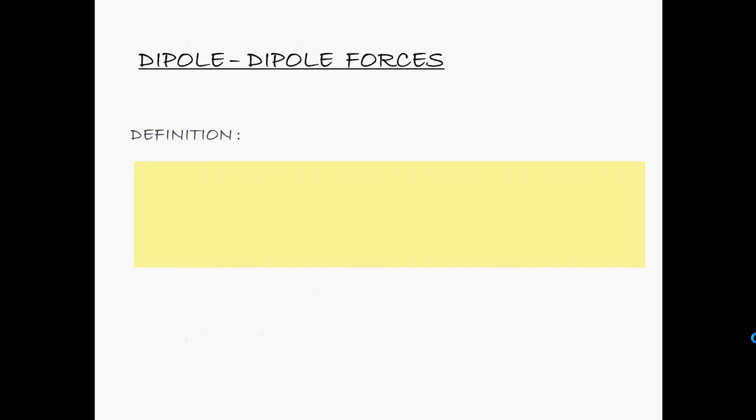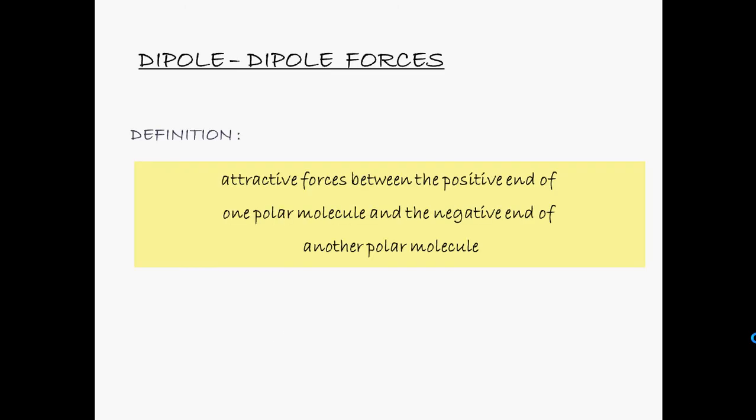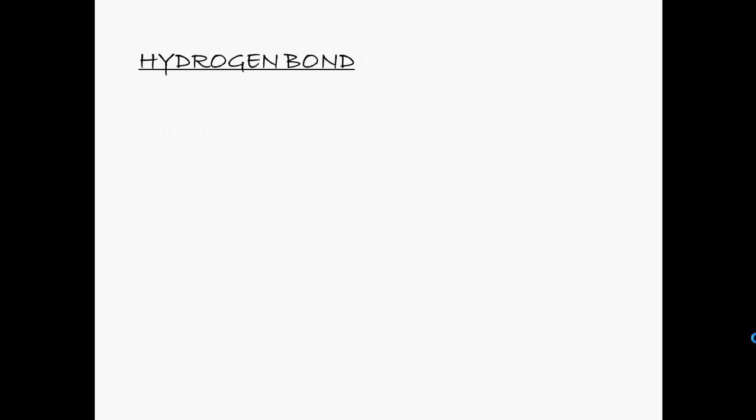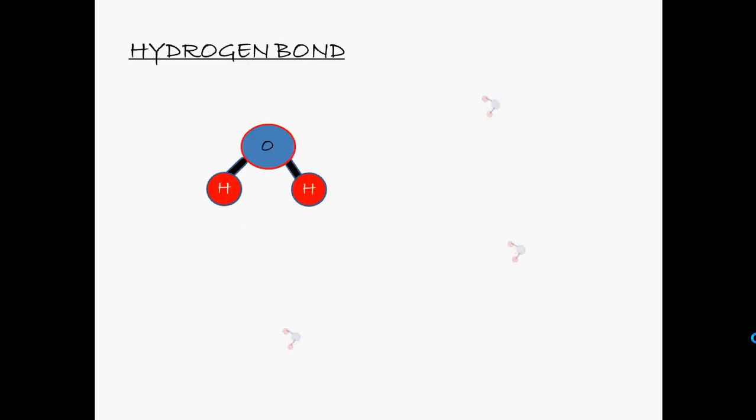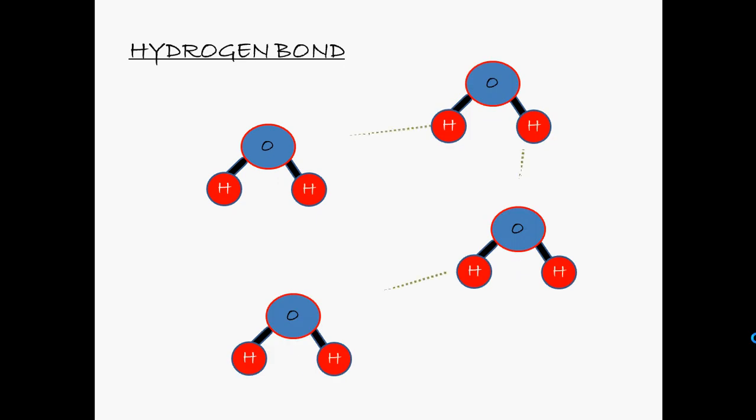Finally, the strongest intermolecular force of all is the hydrogen bond. It can only occur between polar molecules which contain at least one hydrogen atom that is covalently bonded to a highly electronegative atom such as fluorine, oxygen, and nitrogen. Hydrogen bonds can be observed between water molecules. So the definition for hydrogen bonding is an attractive interaction between an electronegative atom and a hydrogen atom bonded to another electronegative atom.